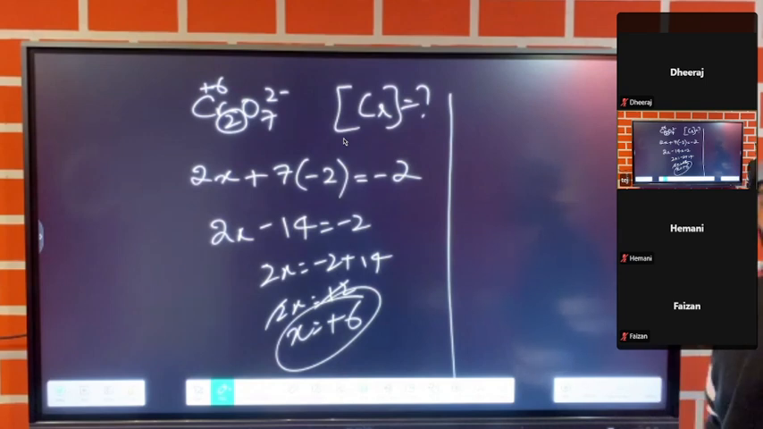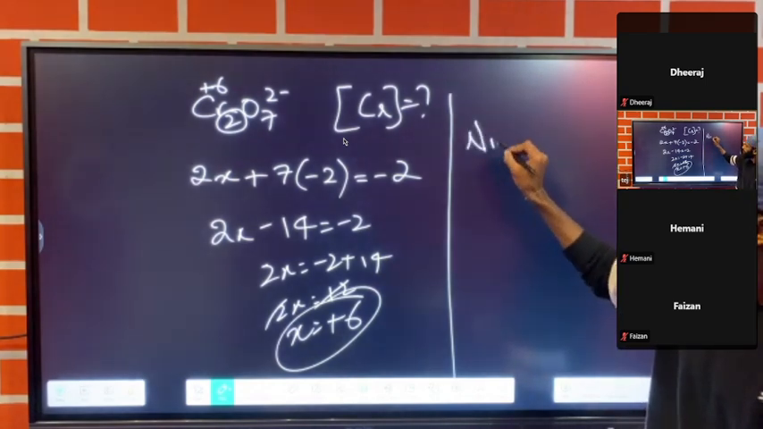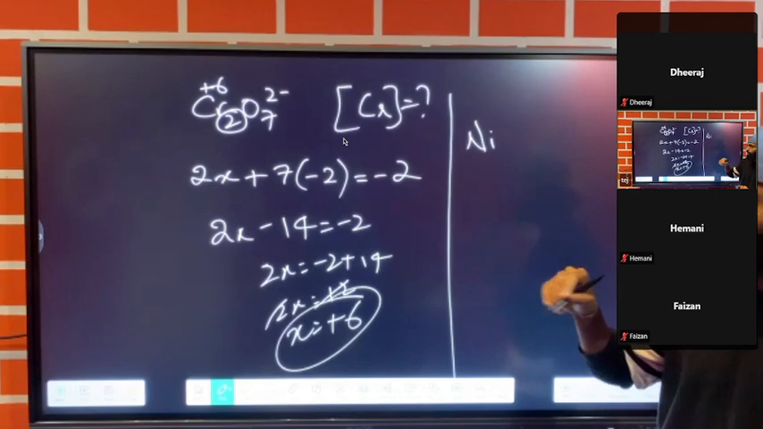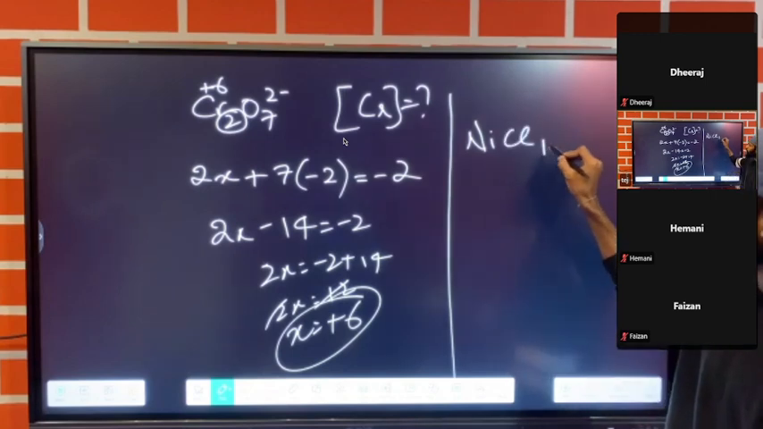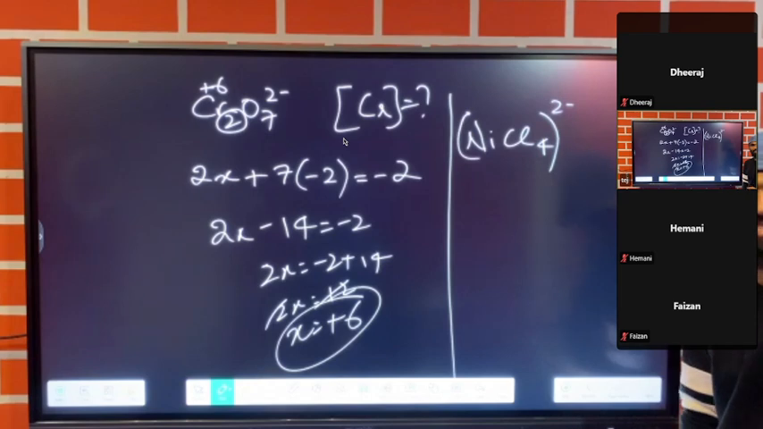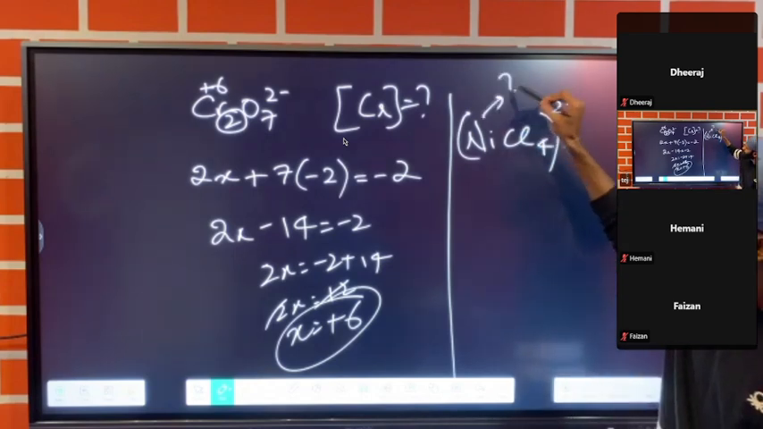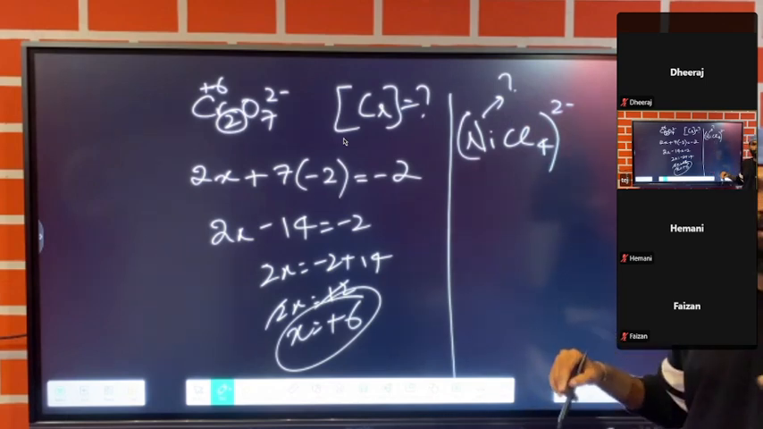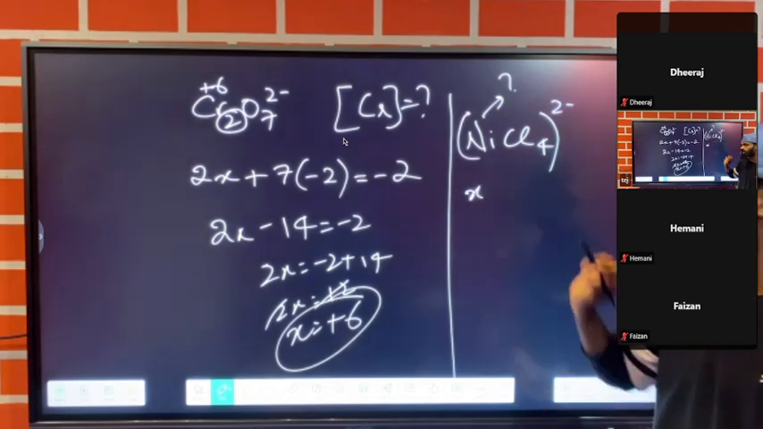This is also a very important question. That's why nickel, they'll be like, find the oxidation number of NiCl4 2 minus. Okay, NiCl4 2 minus. Again, I'm supposed to find for what? Nickel. How do I know? They have told me. In this question, nickel, how many are there in number? 1 nickel. So put X.